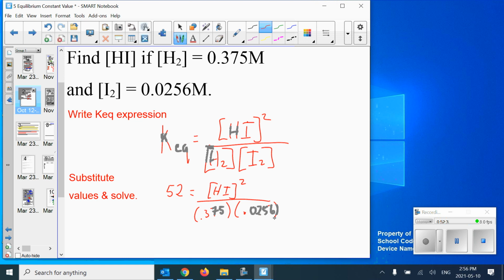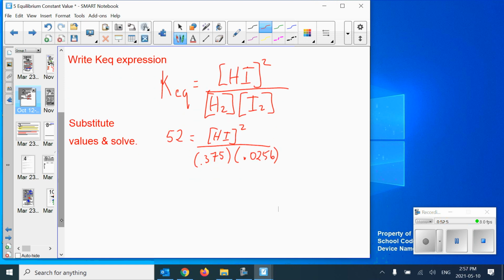Now, everybody's from different math backgrounds. Some of you will have taken workplace math, so you don't solve as many equations. We need a hand solving this. Multiply everything up onto, say, the left side: 52 times 375 and the 256, to get the HI squared alone. I'll write this up. If you're good with this, just go ahead and solve.